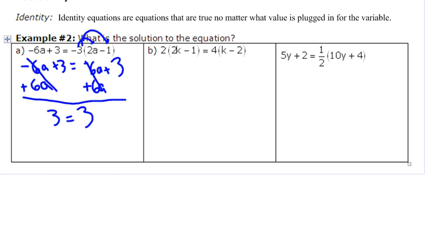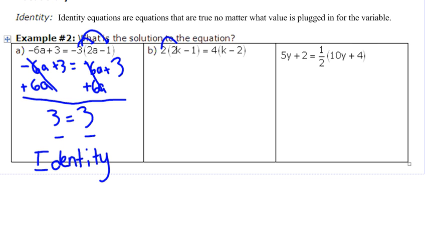Well, this looks similar to the last problem, except the numbers are the same on each side of the equal sign. If that's the case, we call this an identity. Meaning I could plug in any value for x, and both sides of the equation would be equivalent. So this is an identity. So let's look at B.